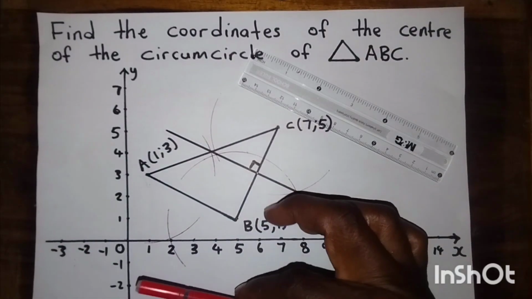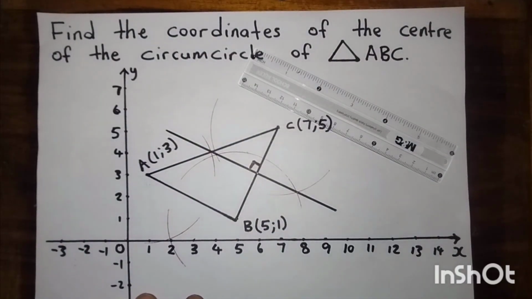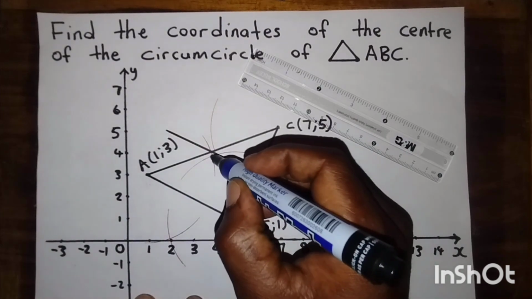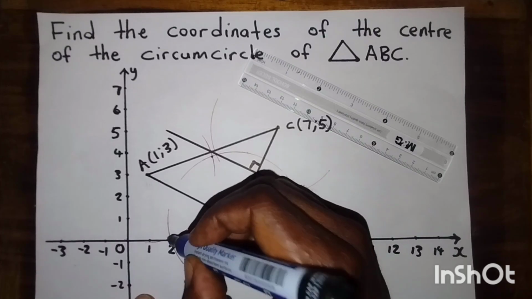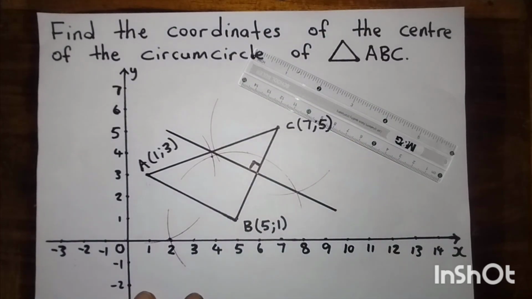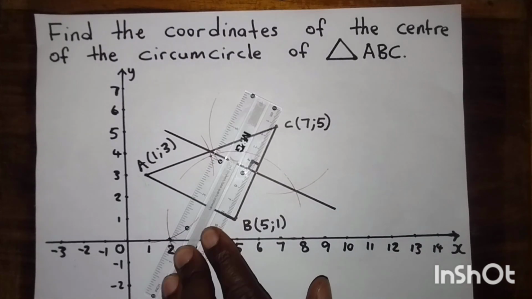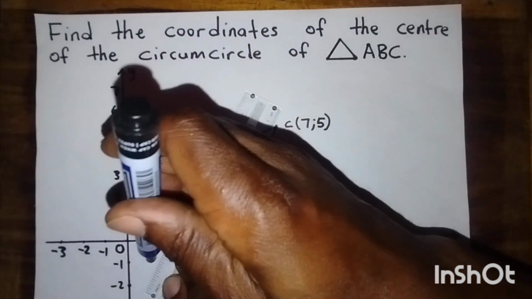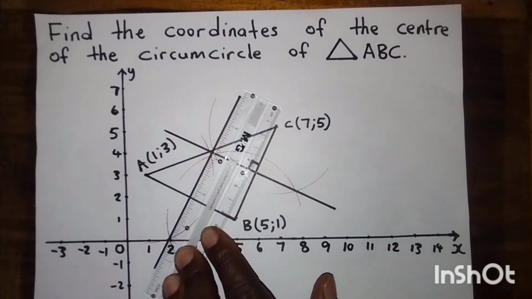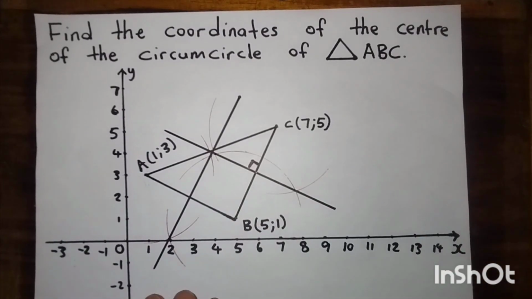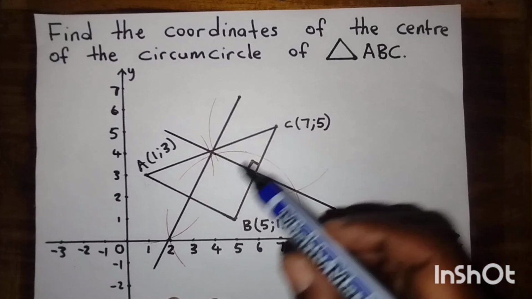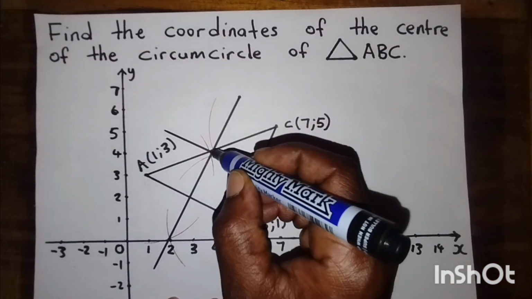The arcs intersect at this point, so let me use a marker. They intersect here and here. So I'm going to draw a line through the points of intersection of the arcs for me to draw the perpendicular bisector of AB. So this is the perpendicular bisector of AB. As you can see, the two perpendicular bisectors, that's of BC and AB, intersect somewhere here.